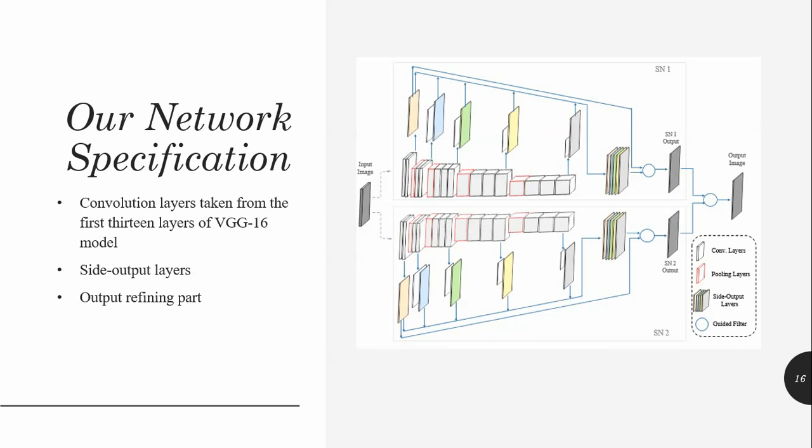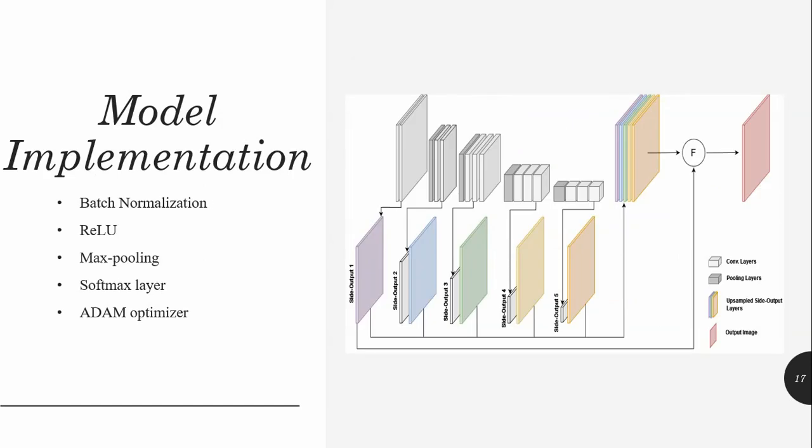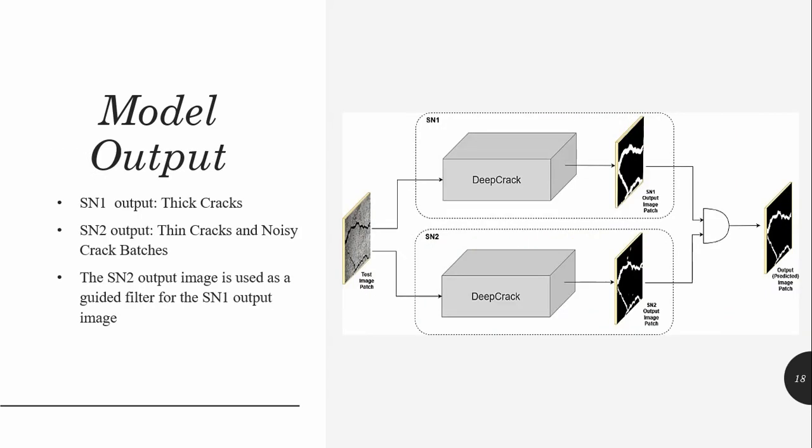Okay, as we mentioned before, the basis of our model is VGG16. We use the first 13 layers of the VGG16 model. Next we have side output layers, and in the final part of our model we have a combination of parts for combining the outcome results of the two subnetworks. For model implementation, we use layers like batch normalization, ReLU, max pooling, softmax, and for model optimization we use the Adam optimizer. The output of our proposed model is obtained from the outcomes of the two subnetworks by means of a logical pixel-wise AND as a guided filter.